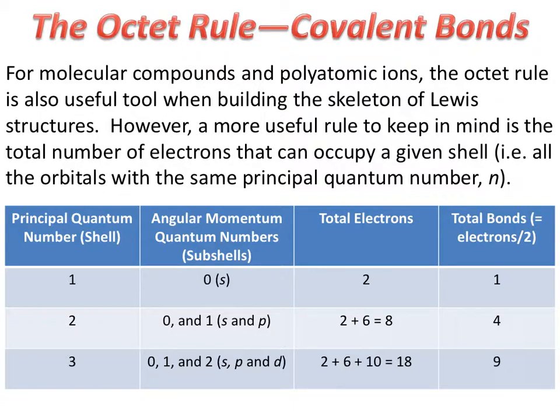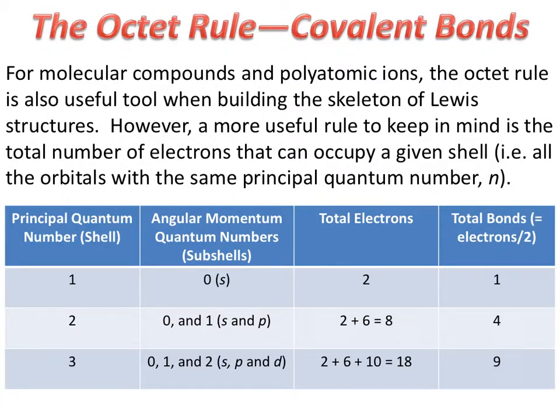In period 2, there are s and p orbitals. The total number of electrons is 8. This is the octet rule. This gives us 4 total bonds that can be used. So as we can see, the octet rule will apply very well to compounds of boron, carbon, nitrogen, oxygen, and fluorine.